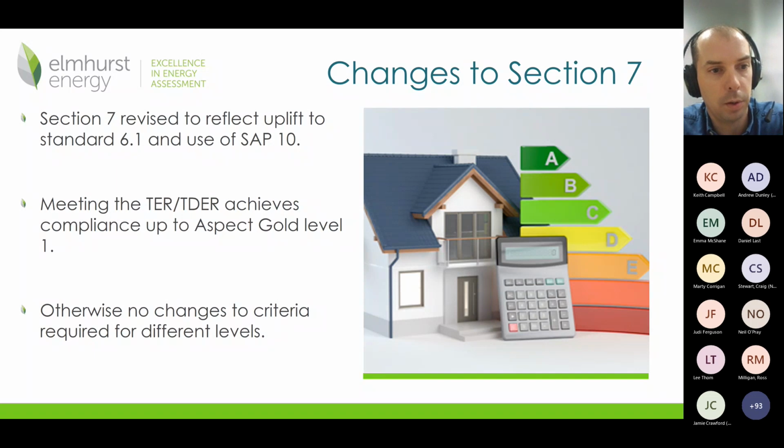Now in section 7, if you meet the TER, TDER, so standard 6.1, you've achieved compliance up to Aspect Gold level 1. Previously, it only used to go to Aspect Silver level 1 for achieving compliance. Because we're now 32% better than section 6 2015, we achieve a higher level in section 7. Apart from that, there are no other changes to section 7 at all. So it's just that slight changing of the goalposts, I suppose, about what level you achieve from being building regulations compliant.